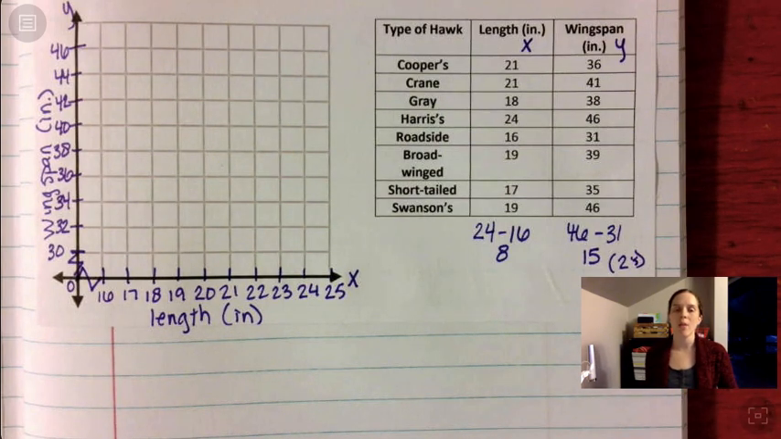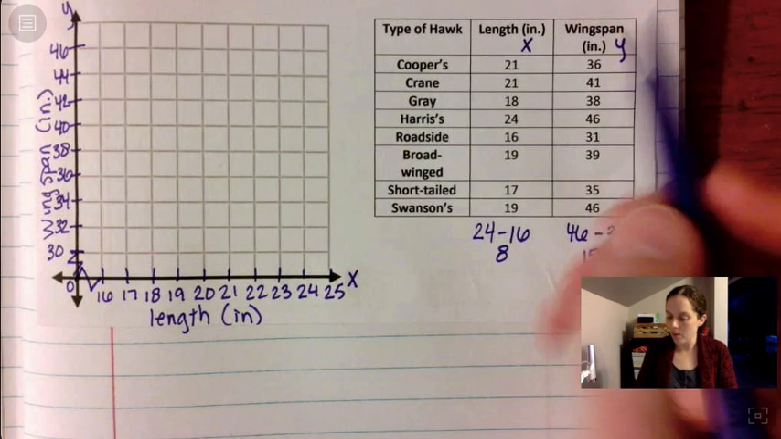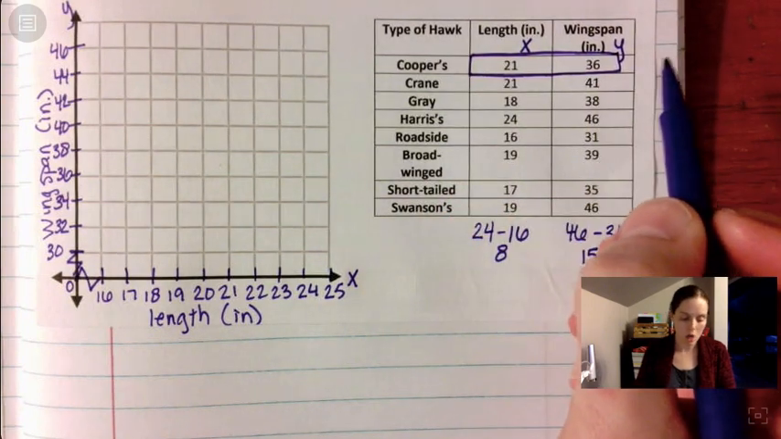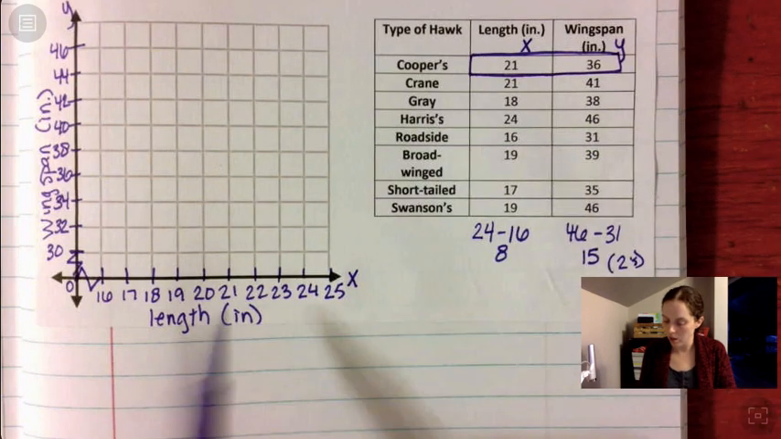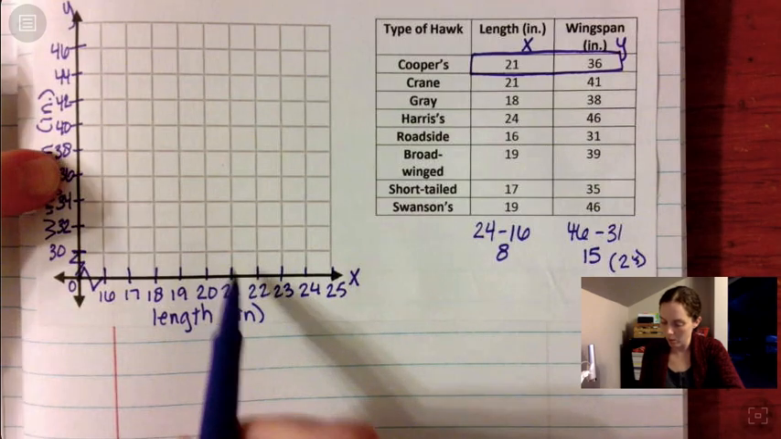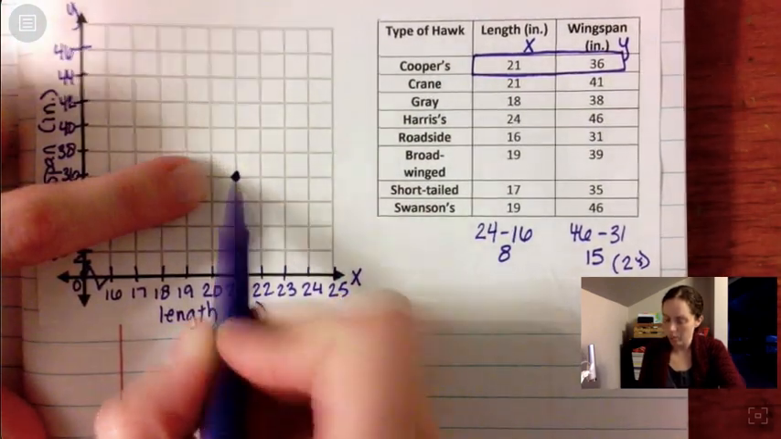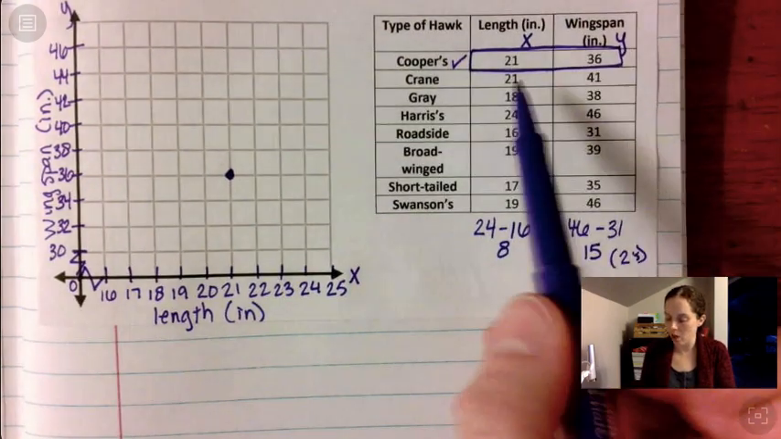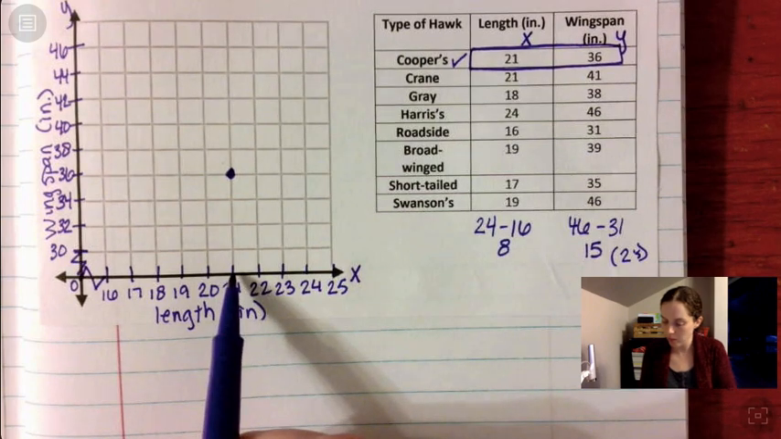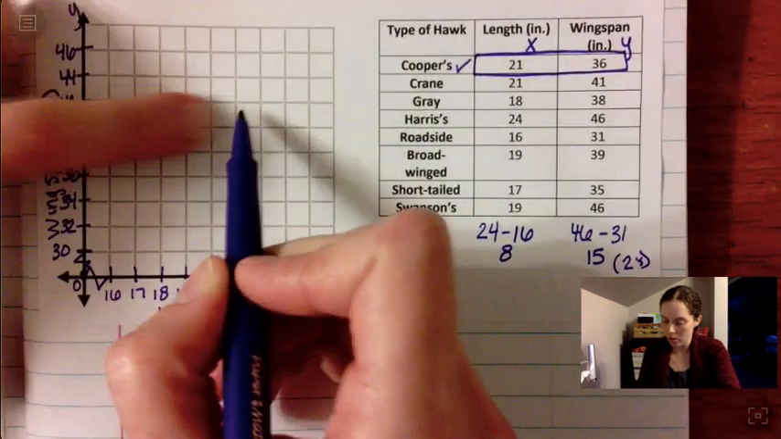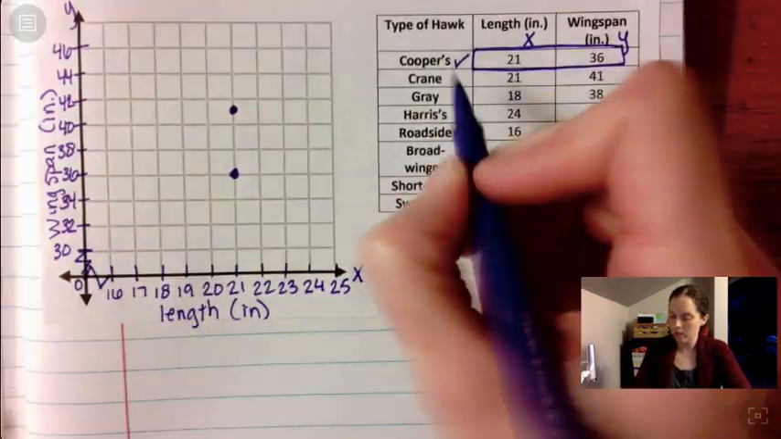Okay, so now that we have it set up, we are just going to, like we did before, find where those points go. So I'm going to look right here. These two go together for the Cooper's hawk. Okay, so I've got 21 on the length down here, and then I've got 36 for the wingspan. So I'm going to put a dot right there. So that dot is the Cooper's hawk. I'm going to put a check next to it. Then I go to the crane hawk, so 21 right there, and then 41, which would be halfway between 40 and 42. So I'm going to go 21 and then halfway there.